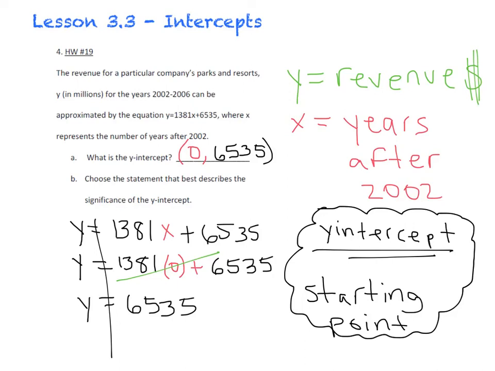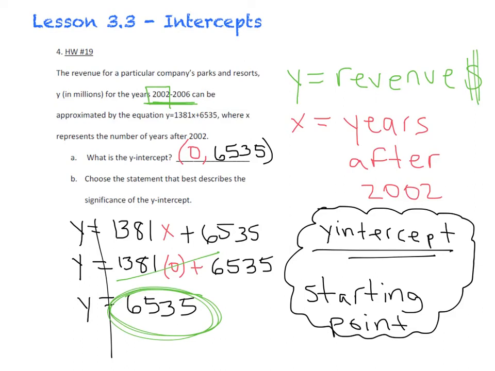That's what it means. So when it says choose the statement that describes the significance of the y-intercept, what we need to know is that 6,535 is our starting point. That's where it starts. So up here in the problem, let's go back up to this problem real quick. This is what the graph is talking about. So this graph is starting in 2002. So let's glance at the choices real quick and let's see if we can find the best one.